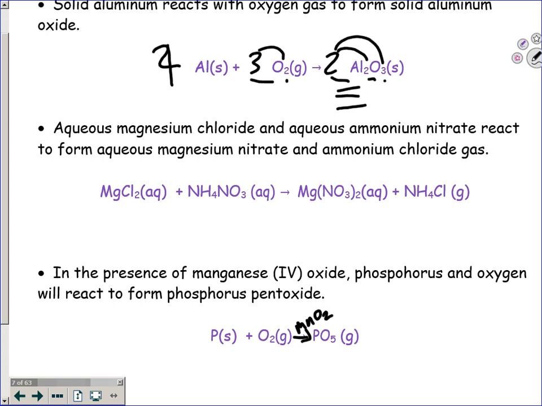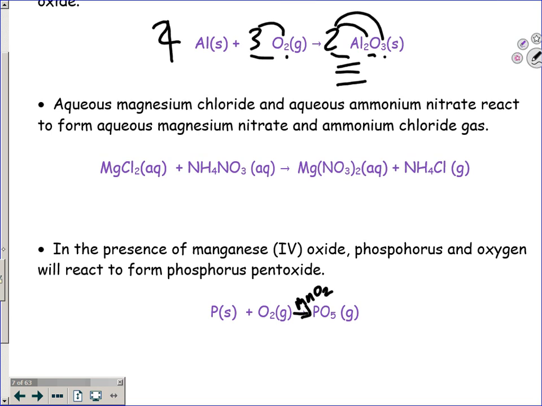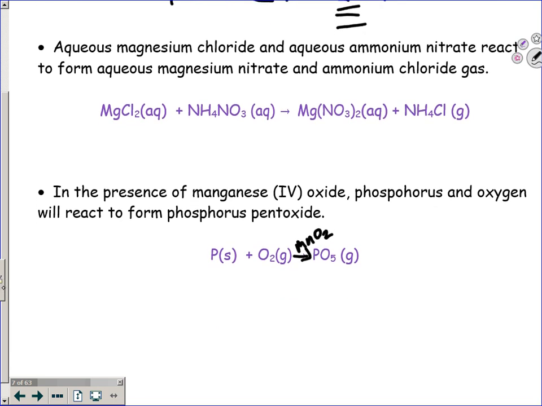And the last one, looking down the bottom, is the presence of a catalyst. In the presence of a catalyst, which is this, you just put that on top of the arrow. Do not try to balance with that. That's going to totally mess up your balancing act, because you can't have manganese in the reactants and no manganese in the products, because then you'd be breaking the law, right? So once you have 1 phosphorus, 2 oxygens, and then 1 phosphorus and 5 oxygens, you know the phosphori are balanced.